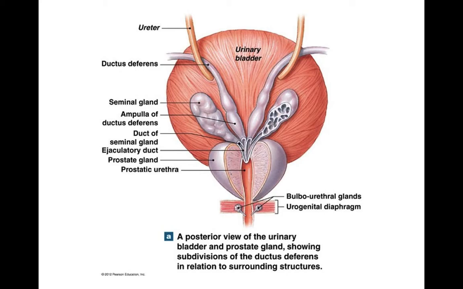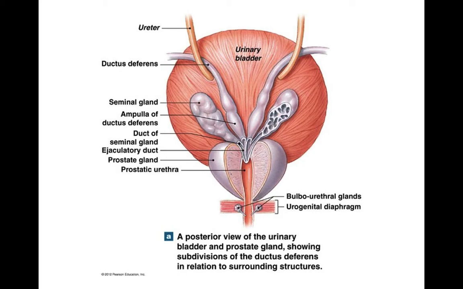The seminal vesicle secretions are a slightly alkaline fluid. That alkaline fluid is going to help maintain the pH of the sperm as well as neutralize the acidic environment of the vagina. Seminal vesicles also secrete fructose, which is a monosaccharide, and that's going to help provide an energy source for the sperm because they have a long travel ahead of them through the female reproductive system.